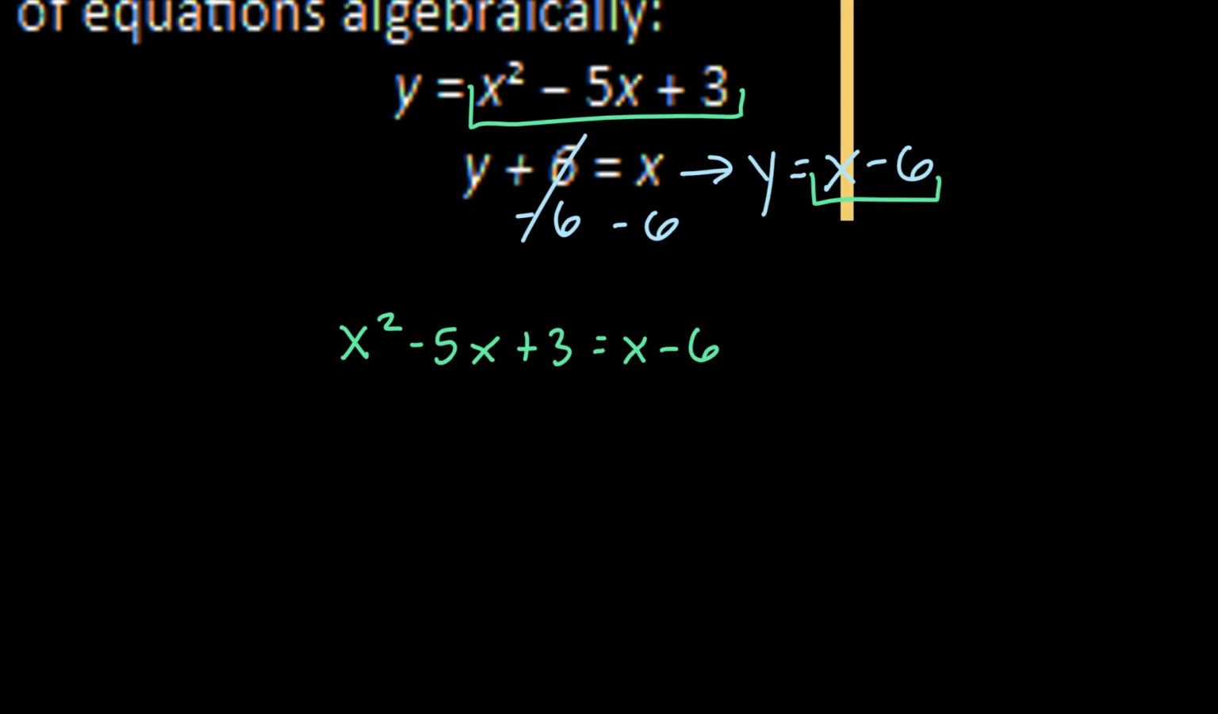What type of equation is this now? It's a quadratic. And we solve quadratics by getting everything over to one side, by setting it equal to 0. So I need to subtract x and add 6. So we have x squared minus 6x plus 9.